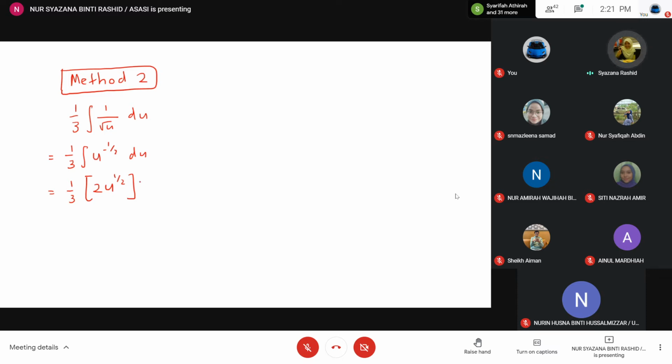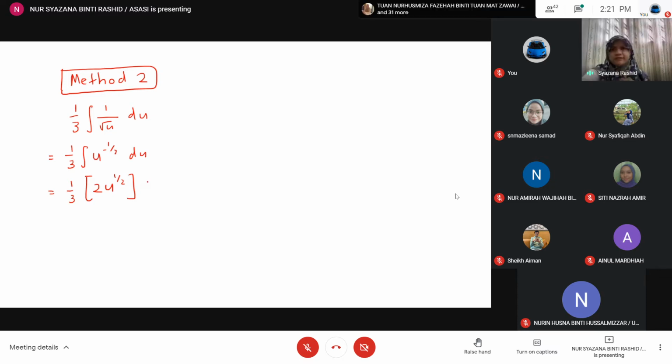Tadi kita guna 1, 9 kan? Maksudnya we change the X into U for the value of the limit. We also can solve this without changing the limit, but you must substitute back this U. What is our U just now? U is equal to X cubed plus 1. So what you do is 1/3 times 2 times X cubed plus 1 to the power of half.